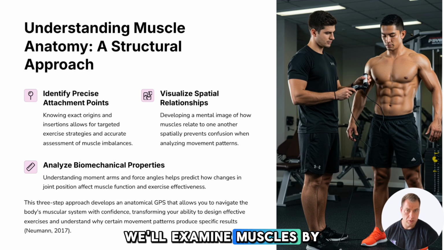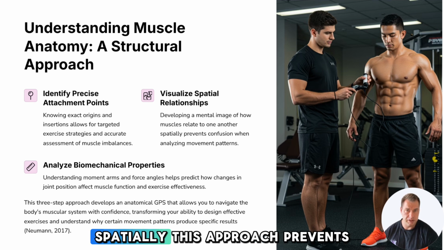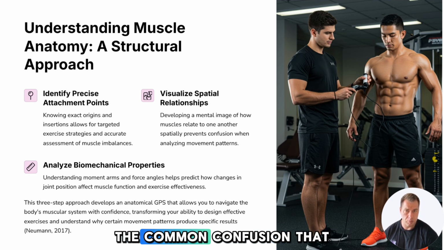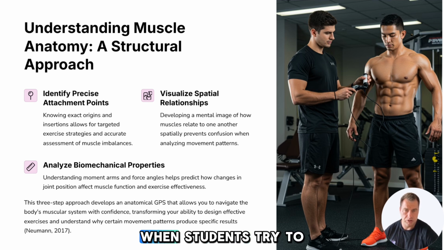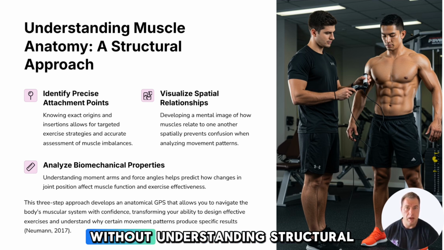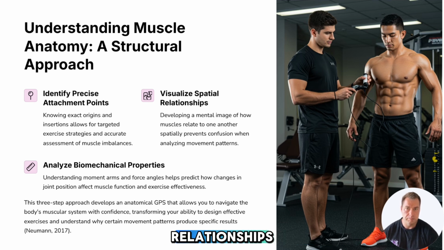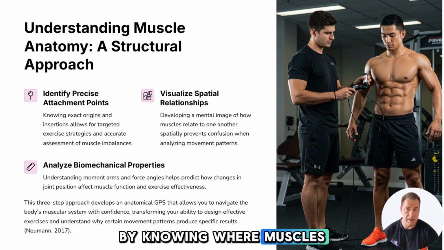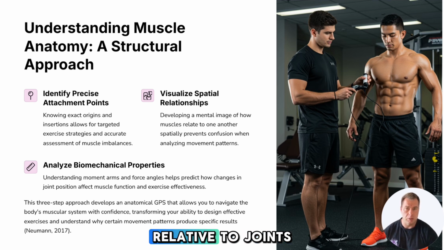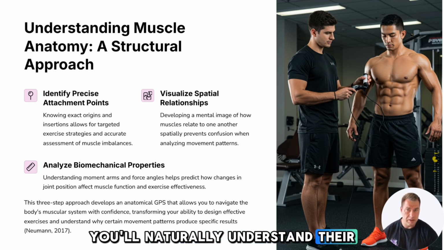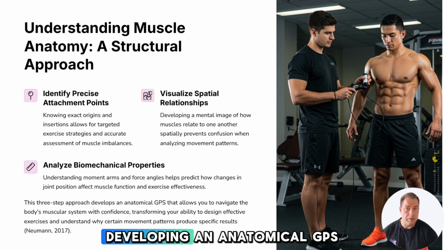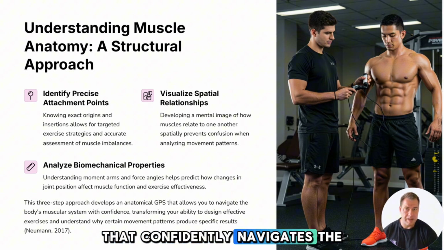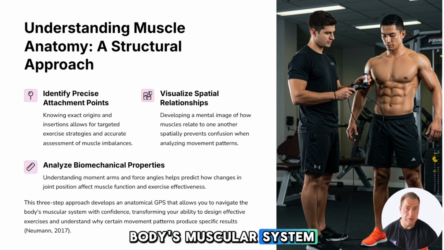We'll examine muscles by first identifying precise attachment points, then developing a clear mental image of how muscles relate to one another spatially. This approach prevents the common confusion that occurs when students try to memorize muscle actions without understanding structural relationships. By knowing where muscles attach and how they're positioned relative to joints, you'll naturally understand their functions. Think of this as developing an anatomical GPS that confidently navigates the body's muscular system.